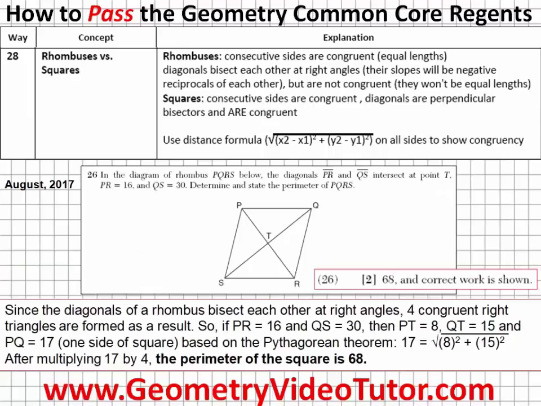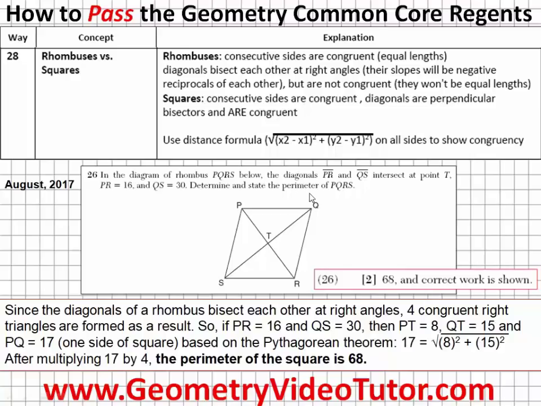Now I'm still not done because on that same test, they had a short answer question. This was a 2-point short answer question. Now they're telling you that you have a rhombus again, PQRS, and they tell you the diagonals PR and QS intersect at point T. Okay, and remember they're perpendicular bisectors. All right, PR, which is this one, is 16, QS is 30, and again they want the perimeter.